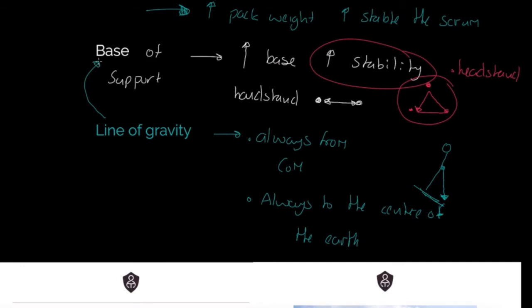But can we clarify that sometimes we want instability? Line of gravity should be outside base of support if we want to accelerate or decelerate. It's not always stability that we want.